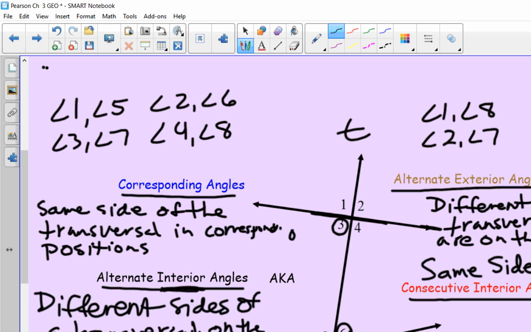So then I need another. I think there's another pair. I'm going to look at angle 4. 4 is on the interior, between the lines. It's on the right-hand side this time. So something opposite that or alternate of that is going to be angle 5. Okay, it's also on the inside. So angle 4 and angle 5 are alternate interior angles.